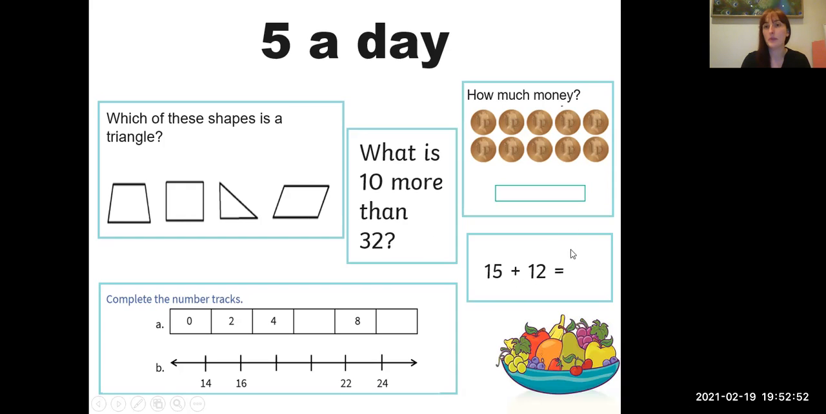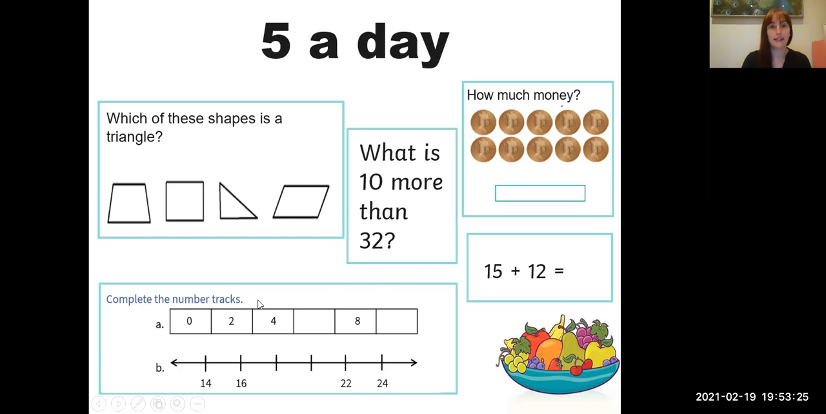I'll let you have a go at this one by yourselves. You can write it down on a piece of paper, talk it through with the person next to you, however you want to work it out. 15 add 12. Think about your 10s and 1s. Have a little go. Okay, so we've got 1 10 from 15, another 10 in 12, that's 2 10s, that's 20, and the 5 and the 2. So 25, 26, 27.